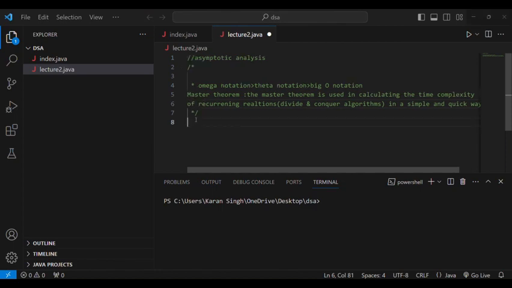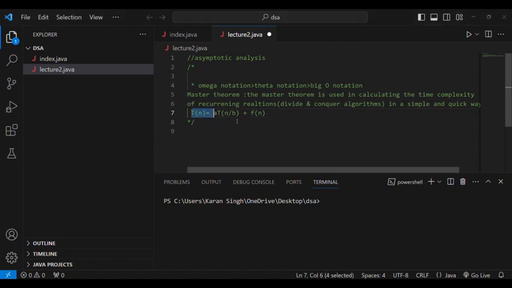Without wasting any more of your time, I write it by pausing the video. The master theorem is used in calculating the time complexity of recurrence relations, like divide and conquer algorithms, in a simple and quick way. Now we understand the basic theorem that is used by the master theorem. So I write the full code and explain it step by step for your better understanding.